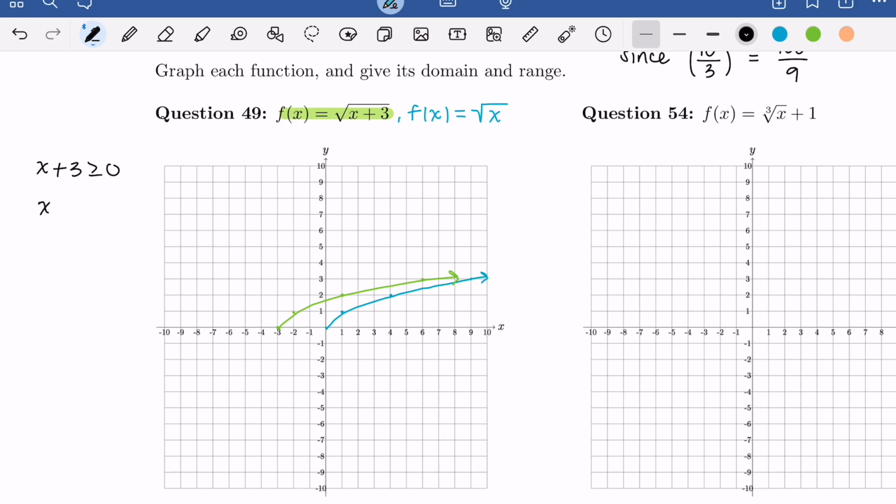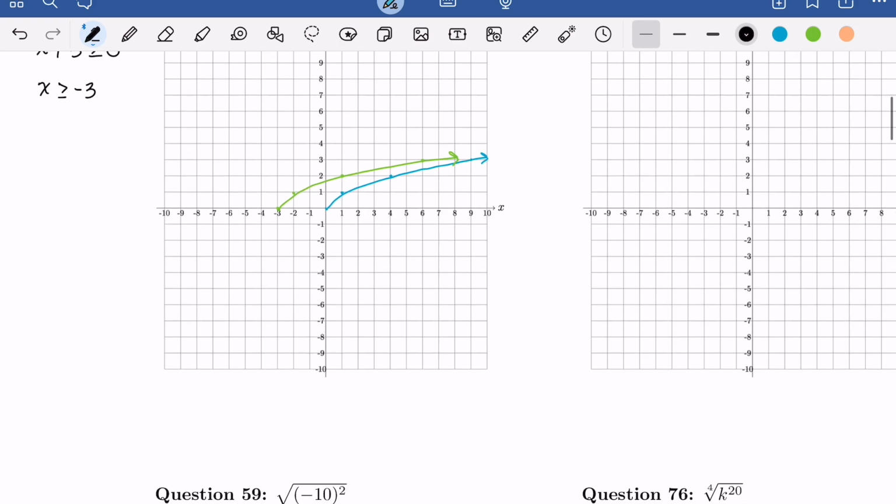So solving for x, we're just going to subtract 3 on both sides. So this tells us that x must be greater than or equal to negative 3. So our domain in this case, in interval notation, is going to be negative 3, and we're including that guy, all the way up to infinity.